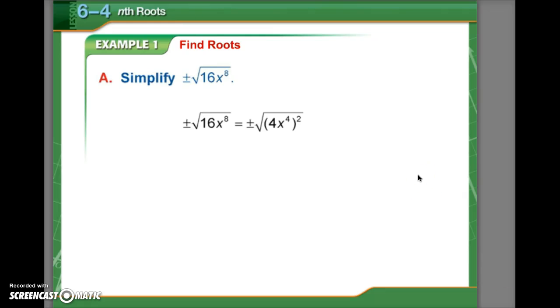So our first example, we have to simplify plus or minus the square root of 16x to the 8th power. What we're going to do is essentially break this apart into the square root of 16 and the square root of x to the 8th. They do it a little bit different than that in this video, but I'm going to spread it out over to the side. We have plus or minus, and I'm going to give 16 its own square root, and I'm going to give x to the 8th its own square root.